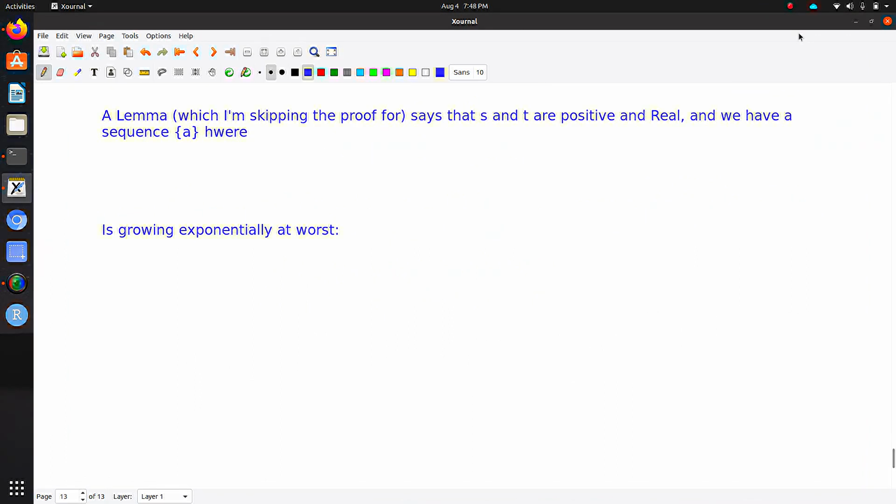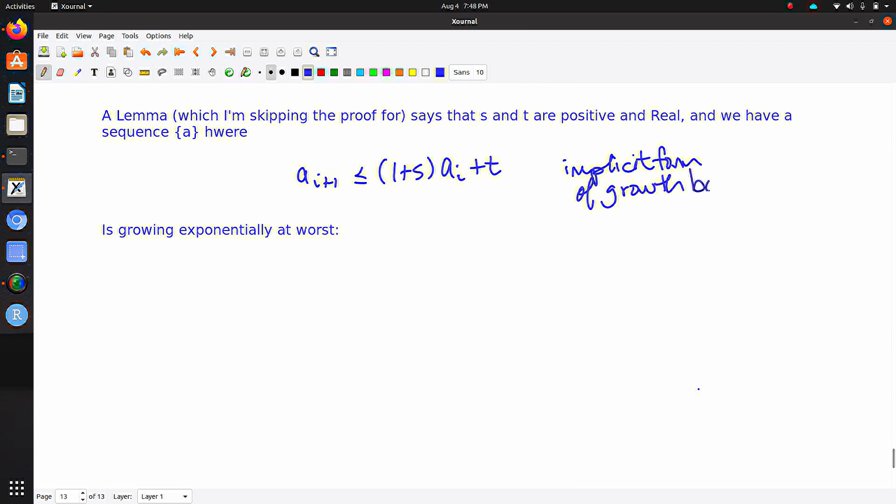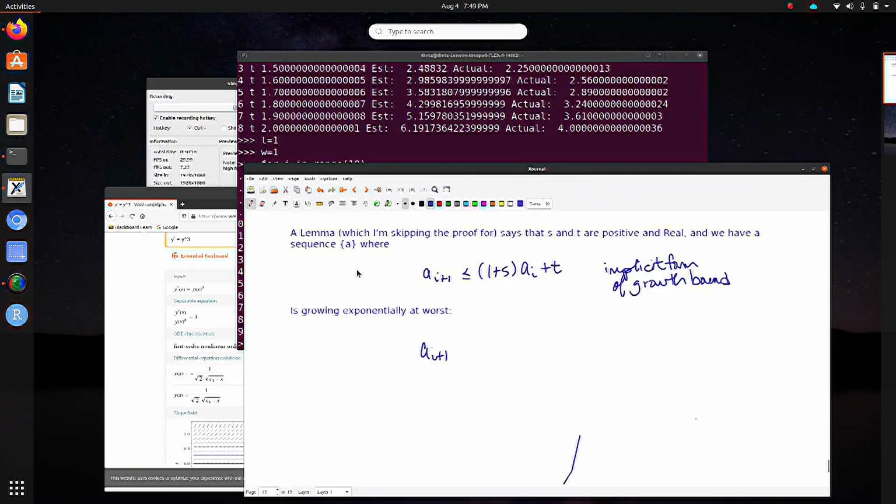Okay, we need one more lemma, which I'm skipping the proof for, and it says that there are some s and t that are positive and real, and we have a sequence a where, I'll fix the where in a second, a_{i+1} is at most (1 plus s) a_i plus t, and this is the implicit form of the error. In this case, we're going to use it as an error growth bound. It's growing exponentially at worst, and this is the explicit form of the exact same thing.